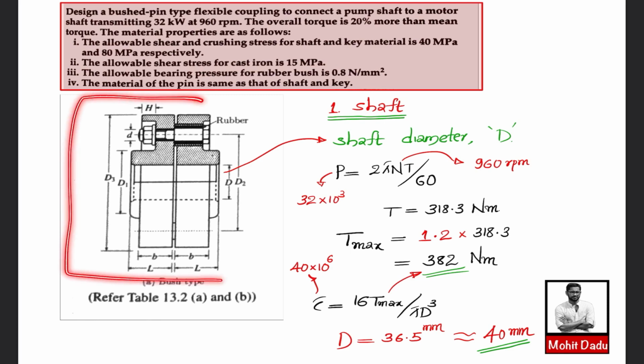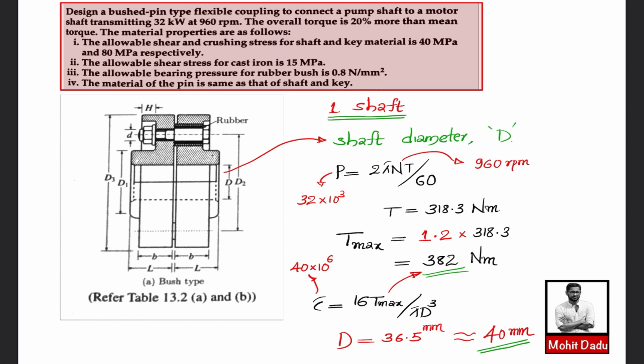So first we will start with the design of the shaft. You can see the sketch here. The diameter D is the first dimension that we are finding, and all other parameters like D1, D2, D3 can be expressed in terms of this diameter D. Power is 32 kilowatt, and speed is 960 RPM. So you can evaluate the torque, and you will get 318.3 Newton meter. It is mentioned the overall torque is 20% greater, so you multiply by a factor of 1.2 and you get 382 Newton meter. This is the torque with which all further calculations will be made.